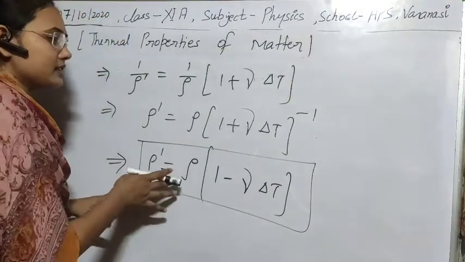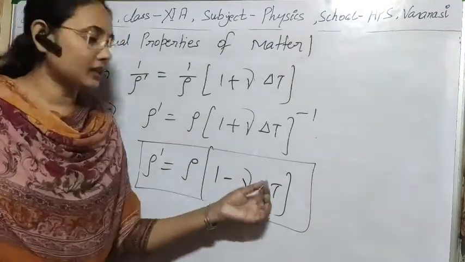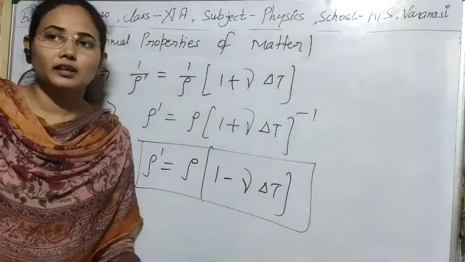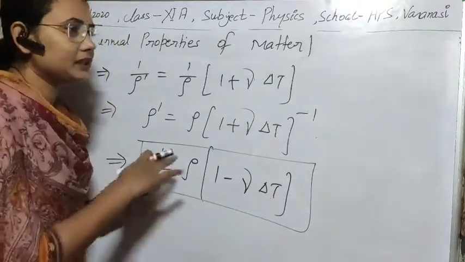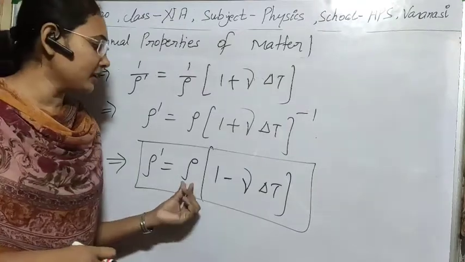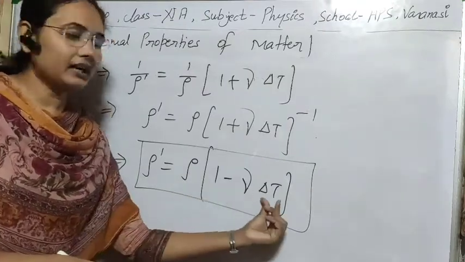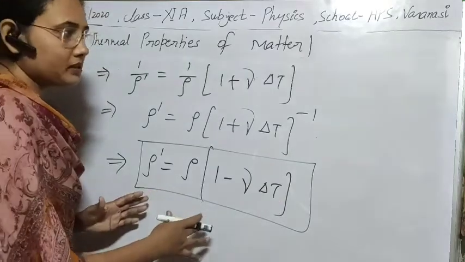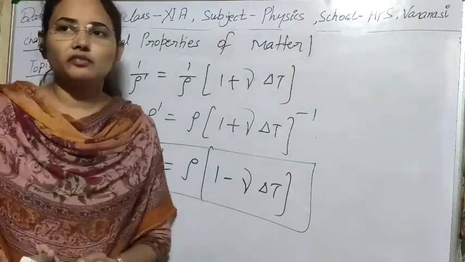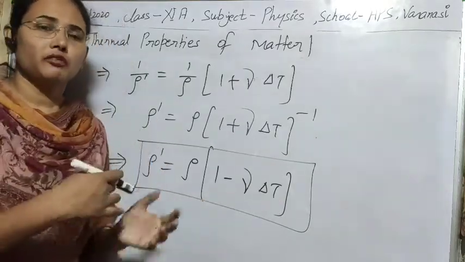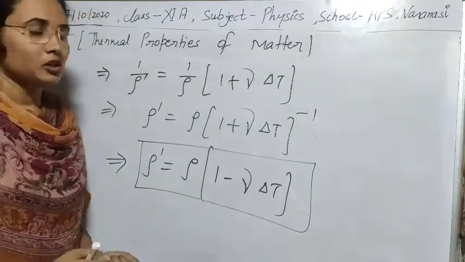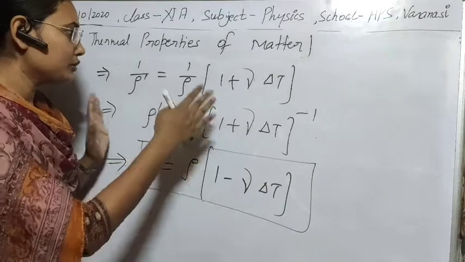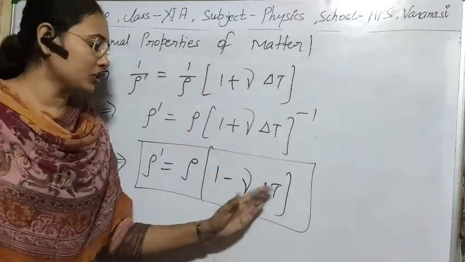This shows the relationship between temperature and density of the liquid or solid. Means if we increase temperature, there will be a decrease in density by an amount gamma rho delta T. It's very simple that if there is an increase in volume, then for constant mass there will definitely be a decrease in density. So I think it is clear to you now what the effect of temperature on the density of solids or liquids is.